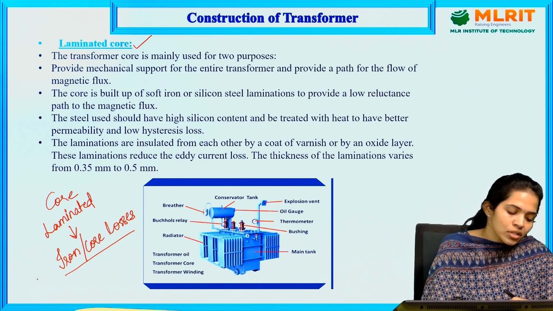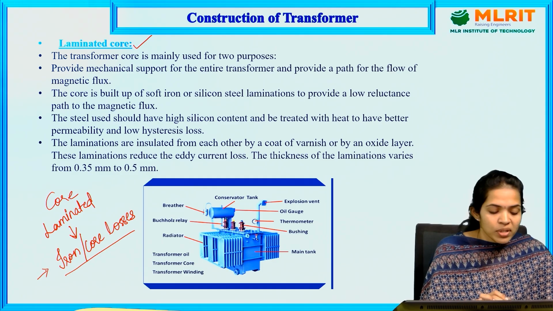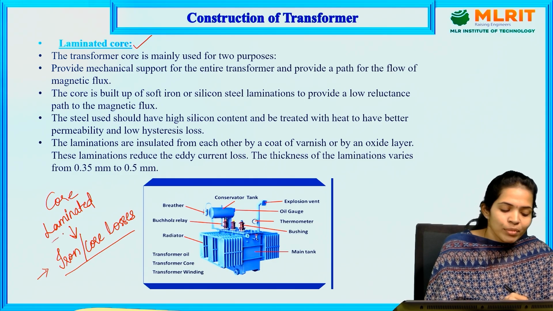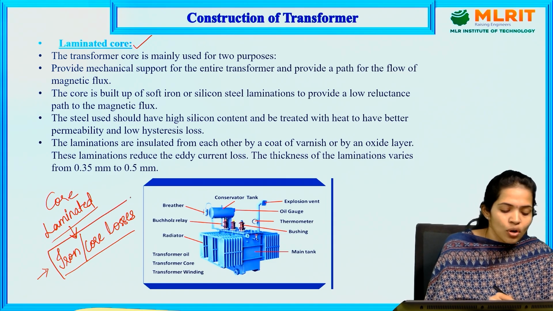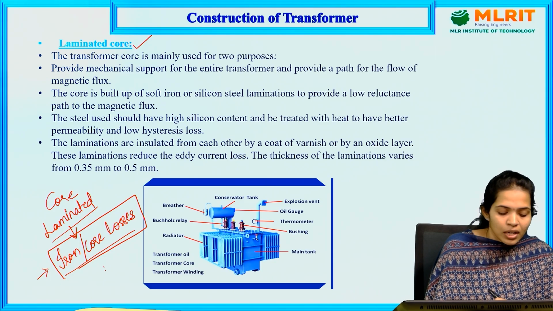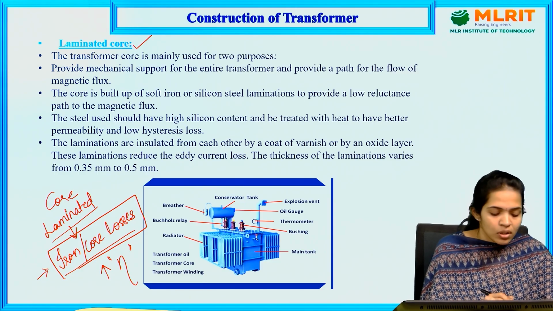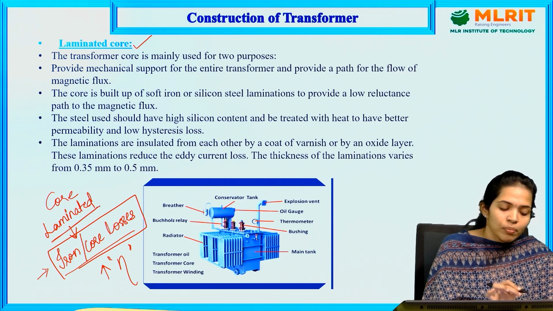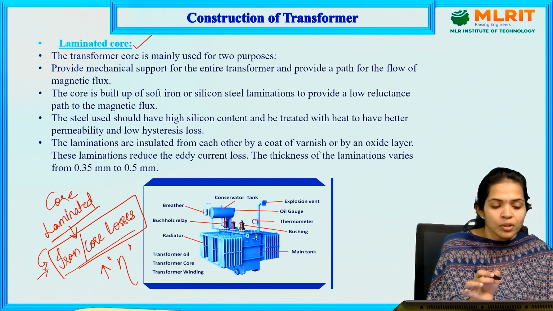Different kinds of losses will be discussed in detail under the topic of losses in a transformer. For now, the purpose of lamination in the magnetic core of a transformer is to reduce the iron or core losses. Reducing the losses in the transformer is indirectly related to increasing the efficiency of the electrical device, that is, the transformer. So the main reason for laminating the core is to reduce the iron and core losses.